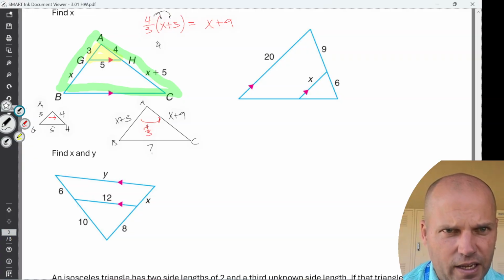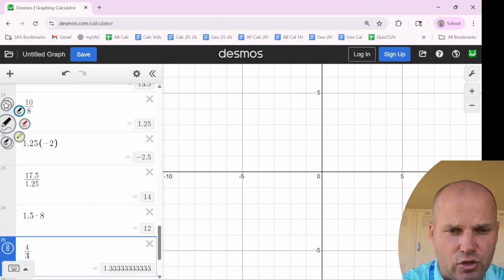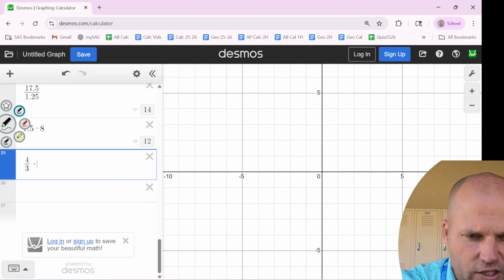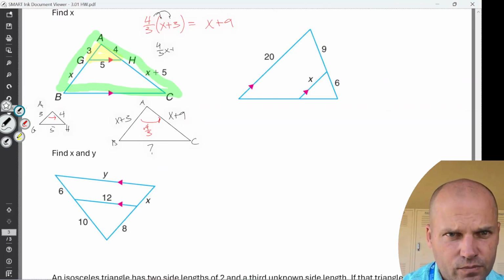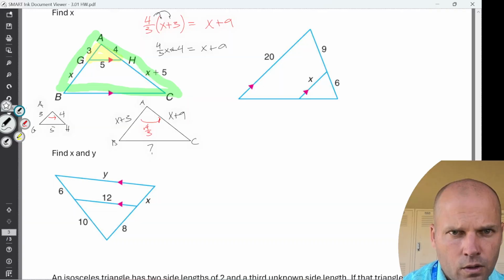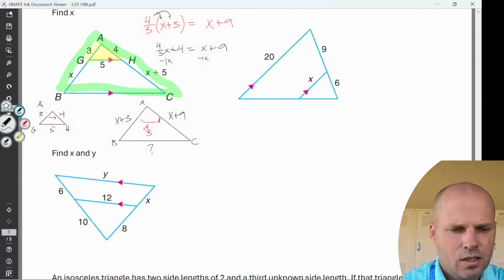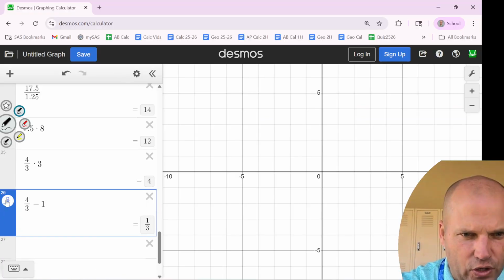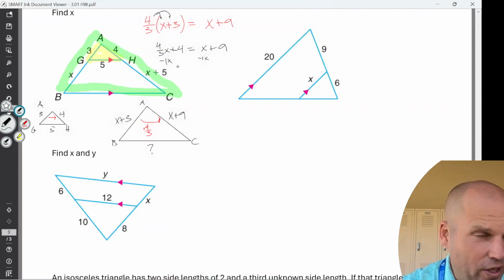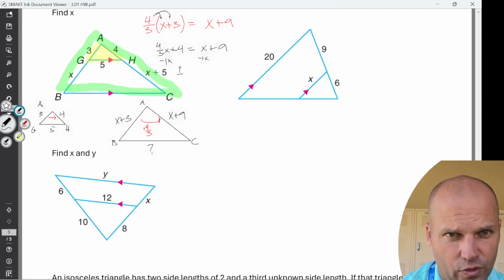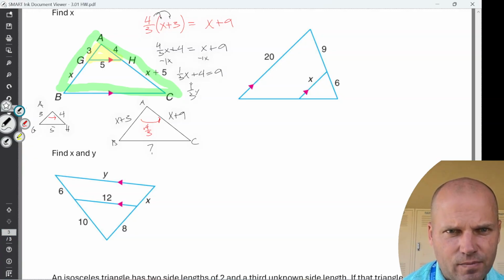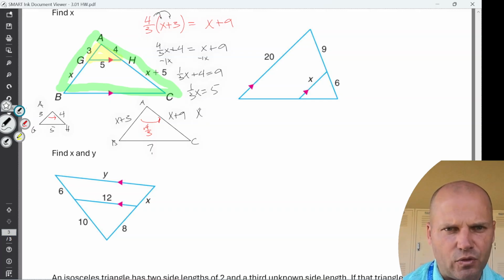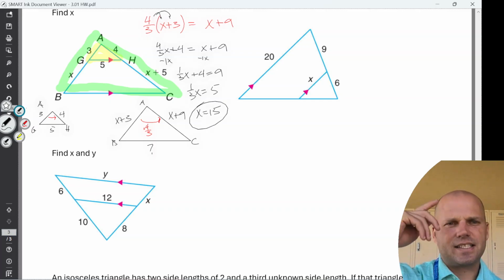Now you got to figure out what 4/3 times x plus 3 is. Well, distribute. I get 4/3 x plus, what's 4/3 times 3? You should know that it's just 4, but if you need to do it, you can. Now I'm going to subtract an x from 4/3 x. If you need to do 4/3 minus 1 to know that that's 1/3, great. But you should know that 3/3 taken away from 4/3 is 1/3. Then I'm going to subtract 4 to get 5. I'm going to multiply by 3 to get 15. And that's how we find x.